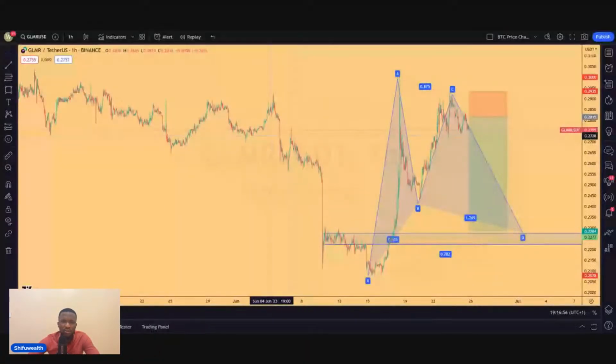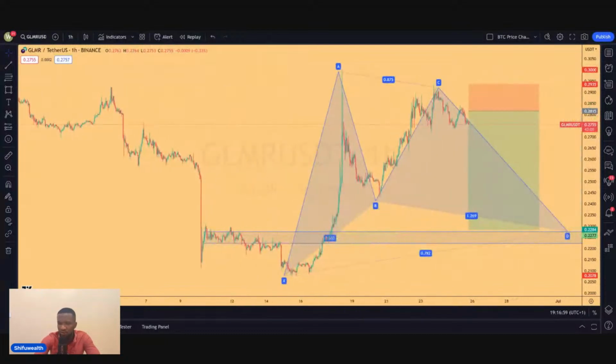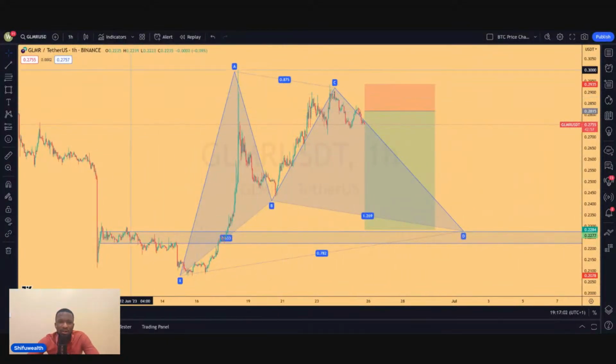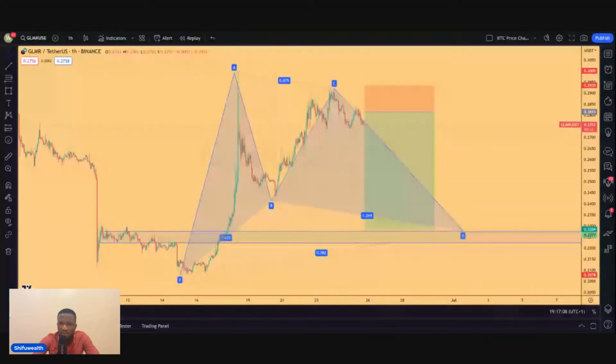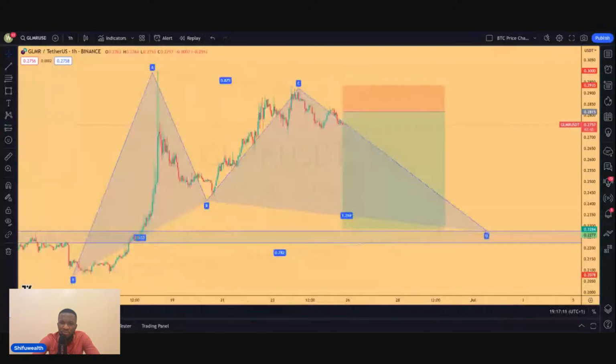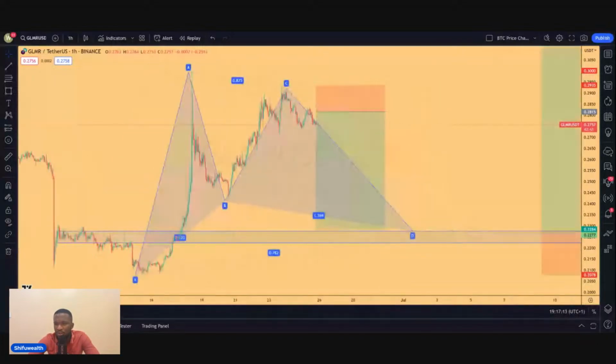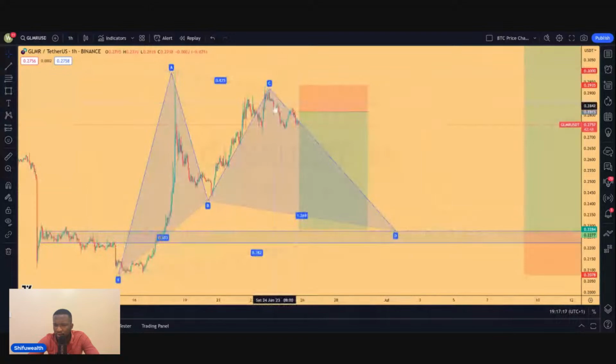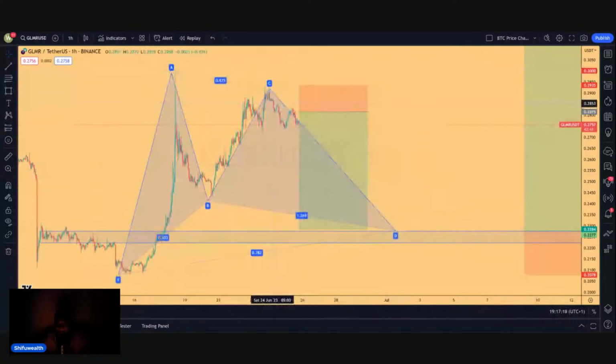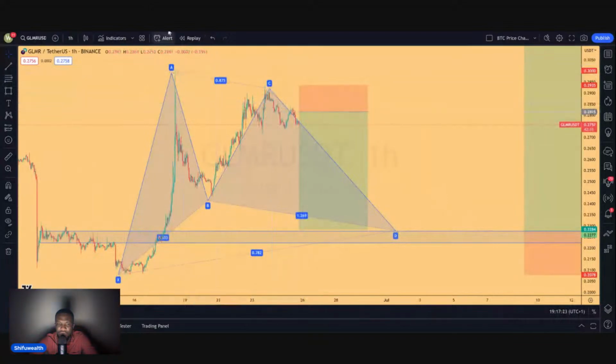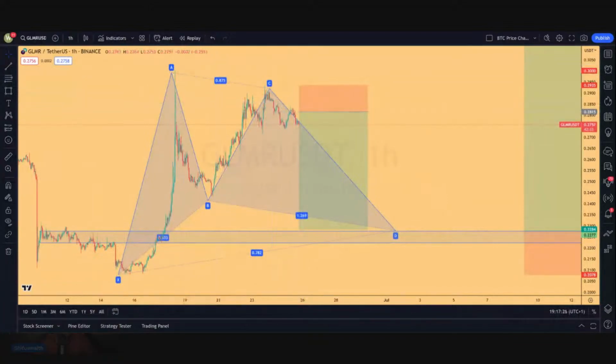Then let's look at GLMR. So GLMR, this trade, coincidentally or sadly, has already triggered. Except if you want to jump on with a little risk. If you're jumping in, you might want to use 0.02853 as your stop loss. You might just want to use this as your stop loss.